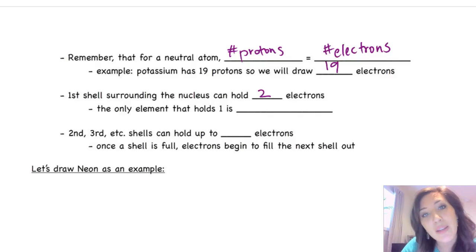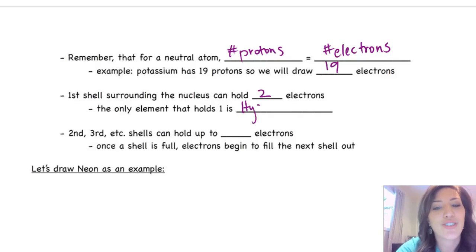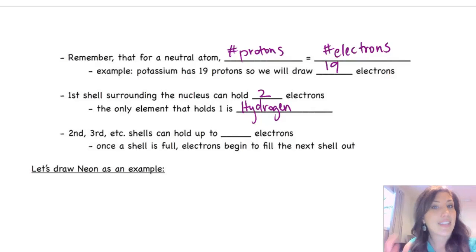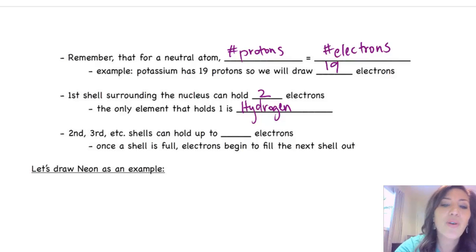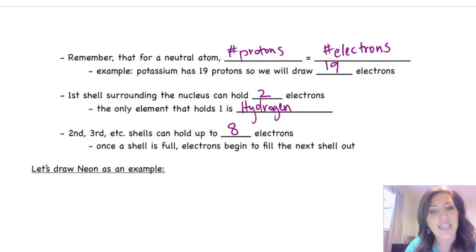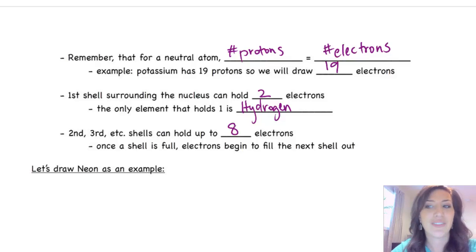The only element that holds 1 is hydrogen. So that is our exception. Then the second shell, then the third shell, then the fourth shell, etc. can hold up to 8 electrons each. So the second shell will hold 8. Once we get to the 9th, the next electron will go into the next shell. Once that third shell hits 8, then the next electron will go into the 4th shell.